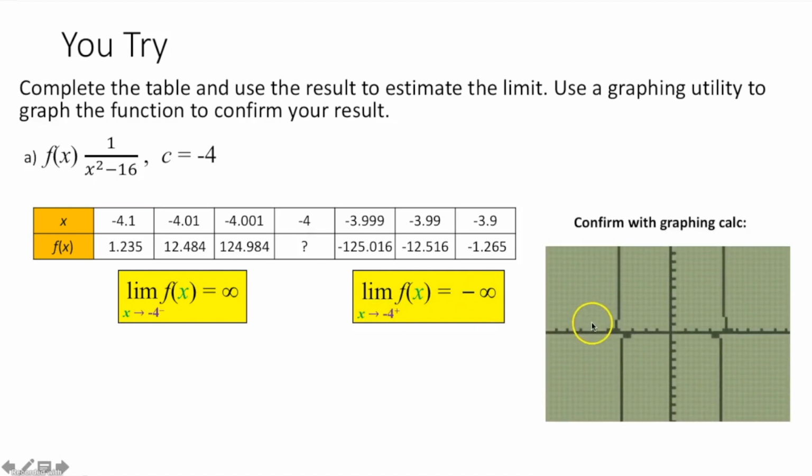Confirm this with our graphing calculator. You can see x is equal to negative 4 is right here. As we approach negative 4 from the left, our f of x goes towards positive infinity. As we approach negative 4 from the right, our f of x approaches negative infinity.